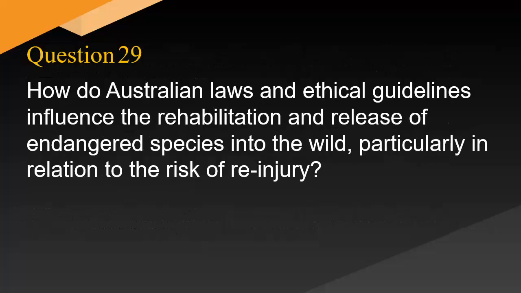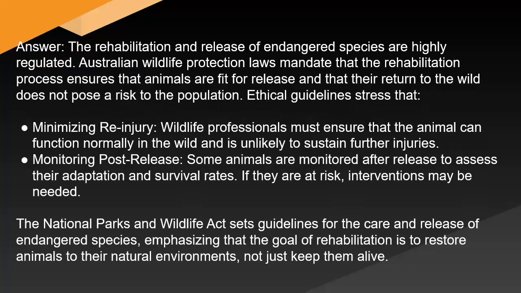How do Australian laws and ethical guidelines influence the rehabilitation and release of endangered species into the wild, particularly in relation to the risk of re-injury? Answer: the rehabilitation and release of endangered species are highly regulated. Australian wildlife protection laws mandate that the rehabilitation process ensures that animals are fit for release and that their return to the wild does not pose a risk to the population.